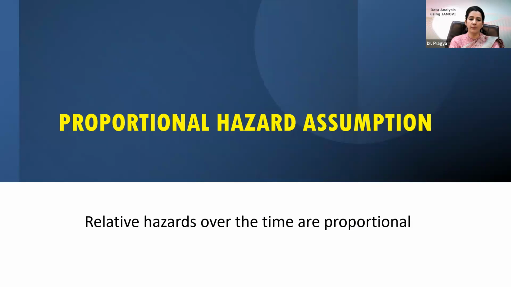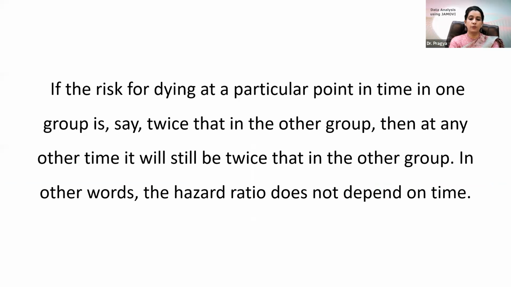So this proportional hazard assumption says that the relative hazard over time is proportional. And how to interpret this? It says that if the risk of dying at a particular time point in one group is twice that of the other group, then at any other time point also, it will still be twice that of the other group. That means this hazard ratio does not depend on time.